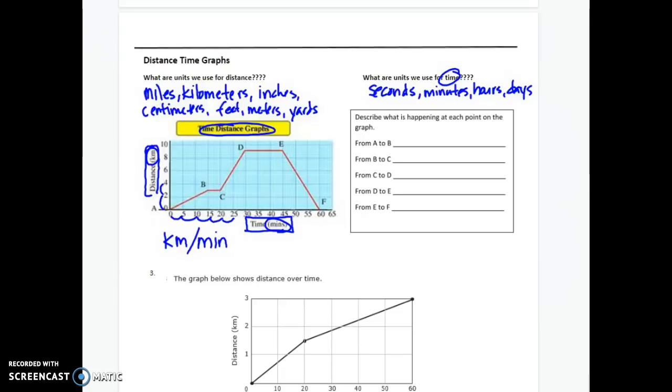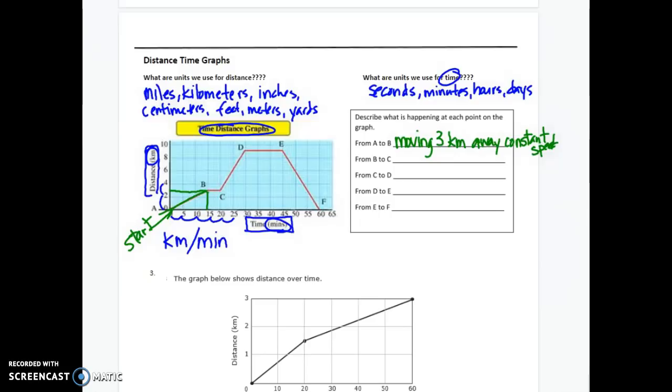So let's look and see what was happening. We did this in class with our motion graphs, and so just remember, how did you make the line go up, like from 0.0 to B? How did you make that line? You had to move away from the start, and you had to move away from the start at a constant rate. So from A to B, right there, we're moving away from the start at a constant speed. The distance that we traveled in that amount of time was 3 kilometers, and it took us 15 minutes to travel that 3 kilometers.